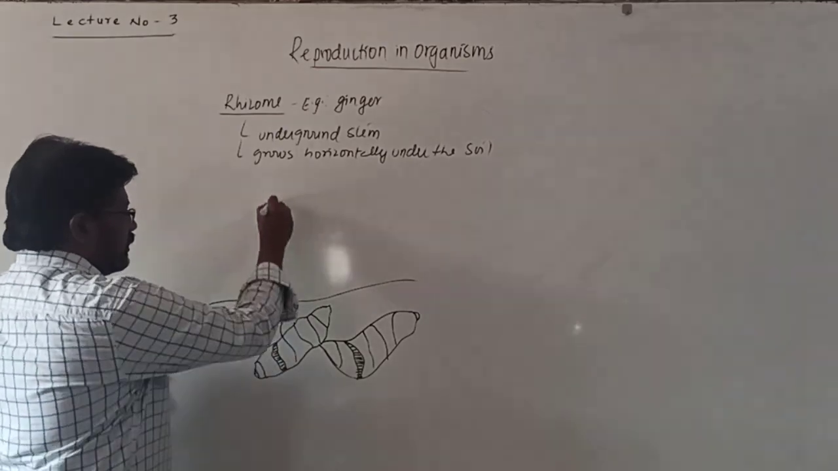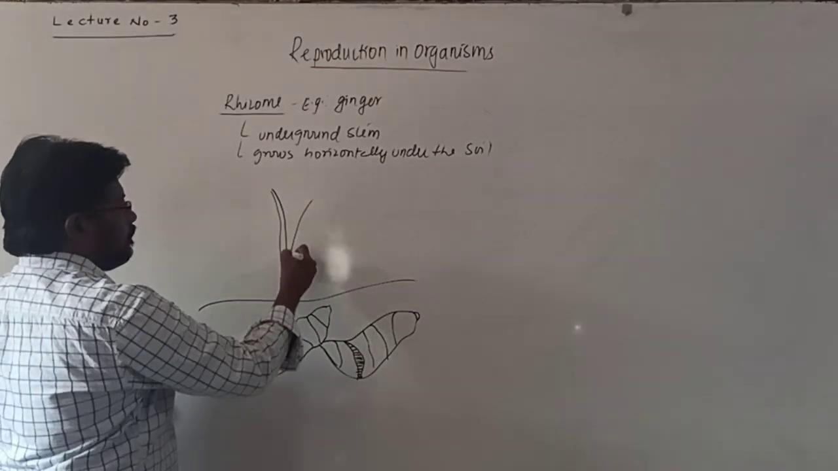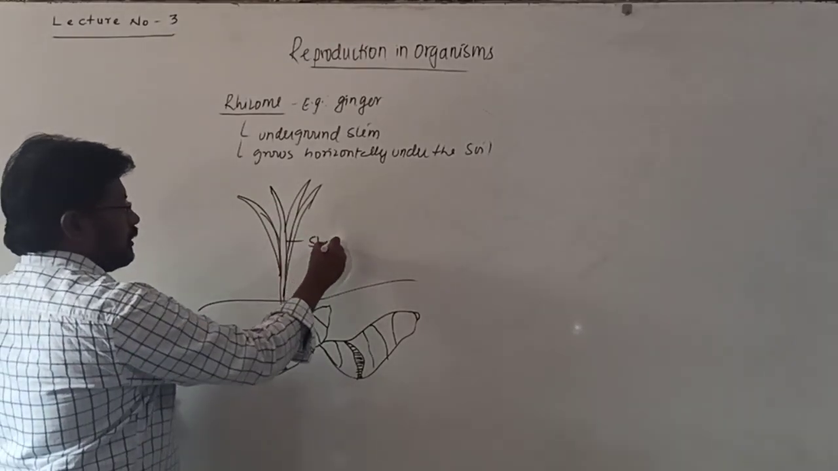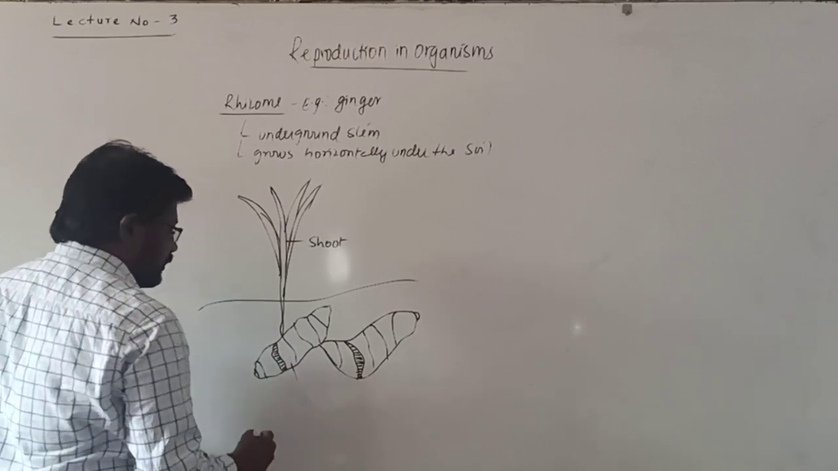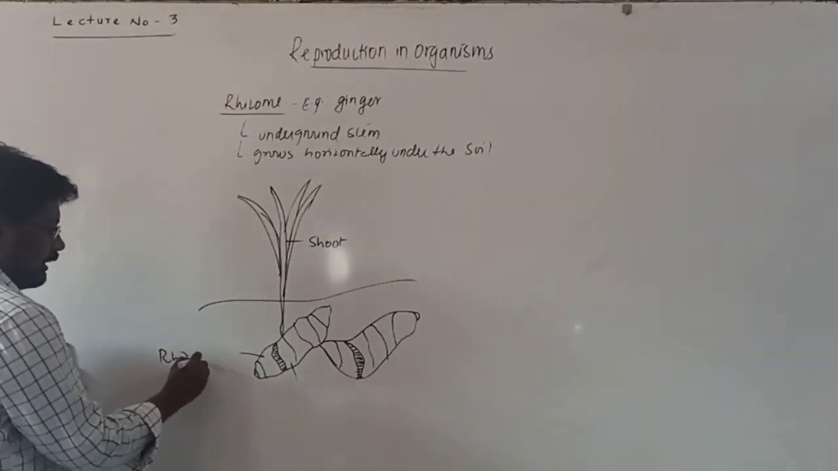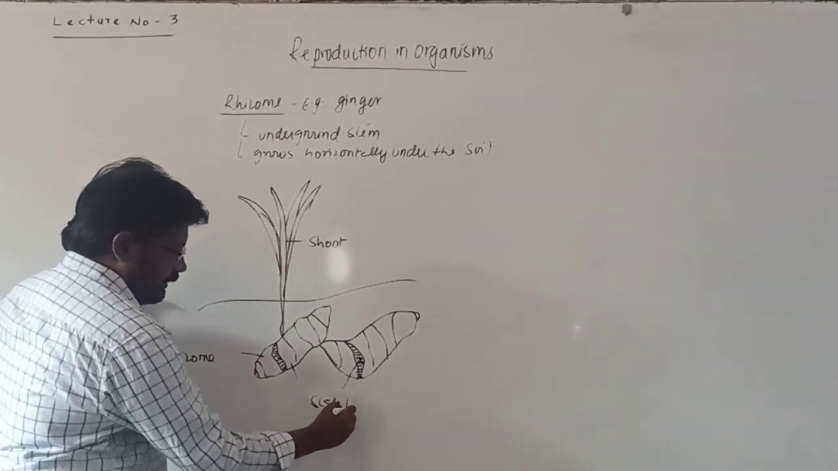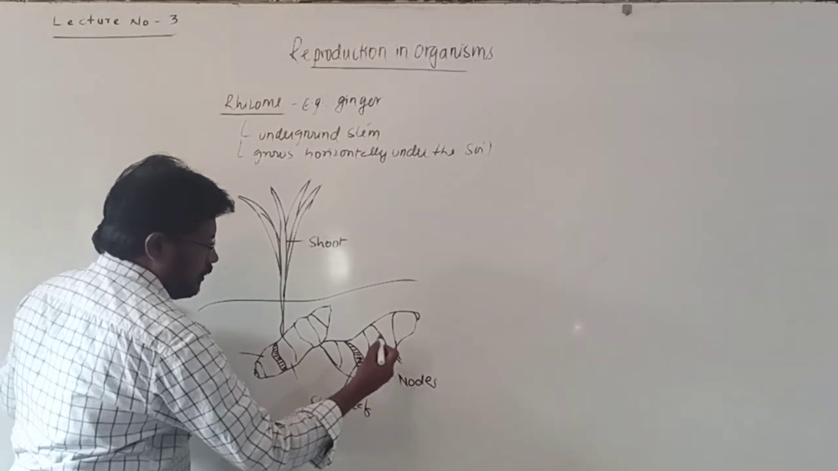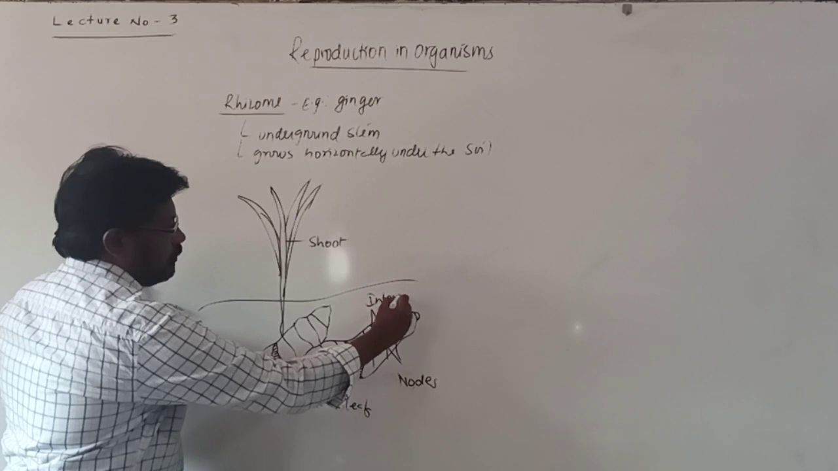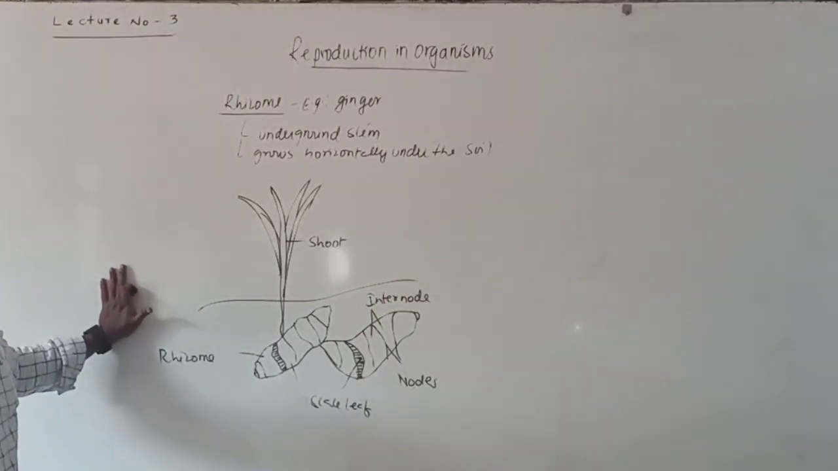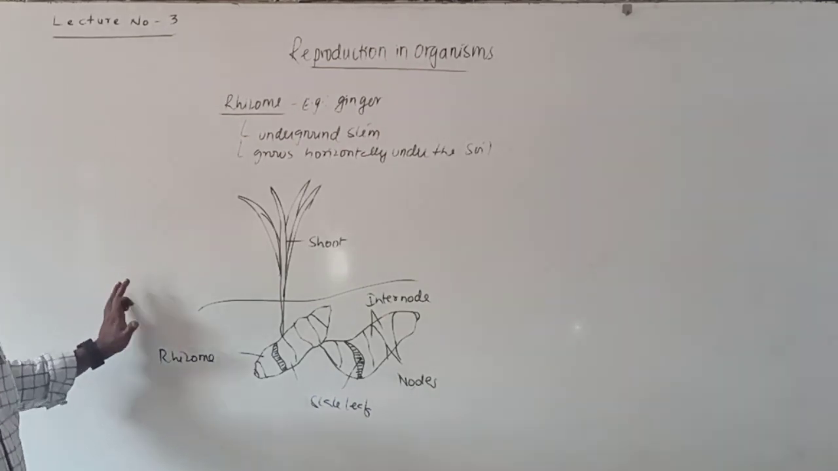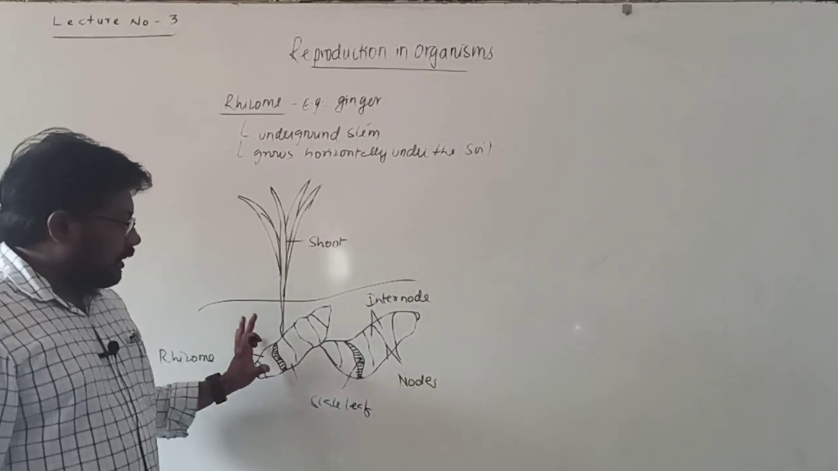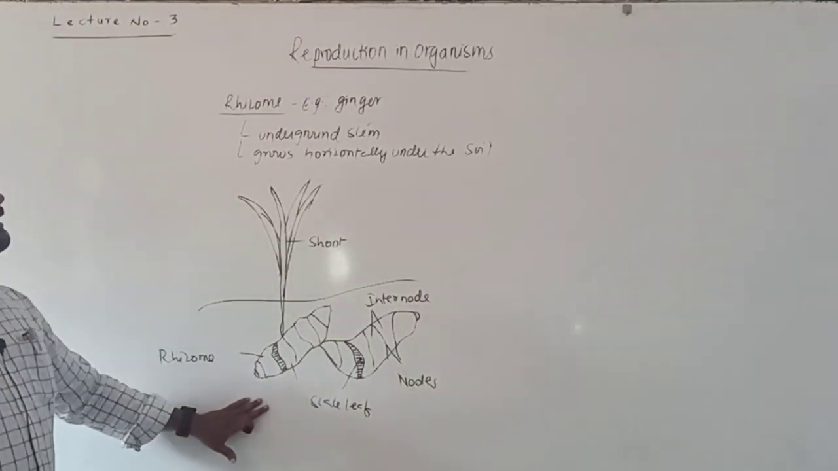Okay, so here say this is the shoot. So this is the shoot system, and this is the underground stem that is modified, and it's called the rhizome. So here you will see this is a scale leaf, and these are nodes. So they are nodes, and this space between these two is the internode. So we know that stem can be identified by the presence of nodes. Roots will not have nodes. Only stems will have these nodes, and between the nodes the gaps are called internodes. That we can clearly see on ginger, and it clearly indicates it's an underground stem.